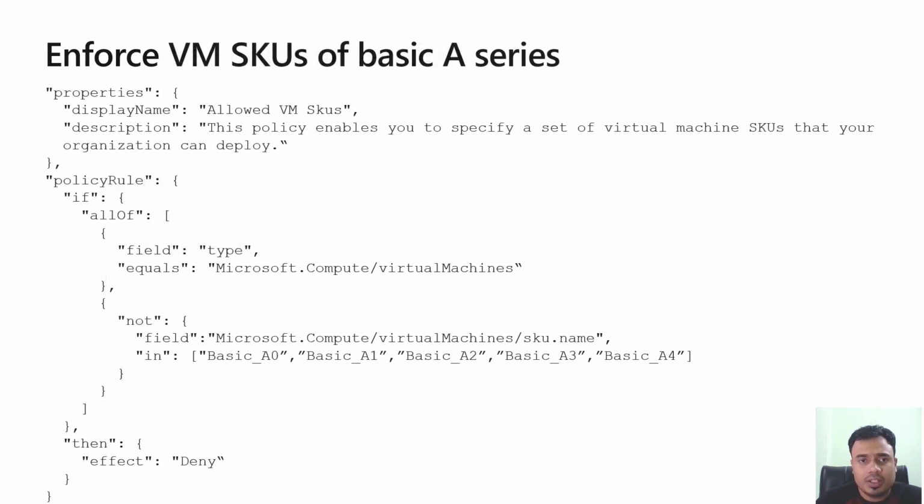Simply moving to the next one, which allows creation of VMs of a certain SKU, A series VMs only, basically. Here you can see within it there is an allOf, which means there are multiple conditions and all of those conditions should be true. The first condition is: if the type of resource creation is virtual machine, then your virtual machine SKU should be within this list, otherwise deny creation of that virtual machine.